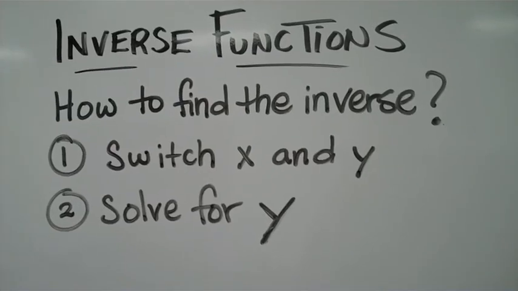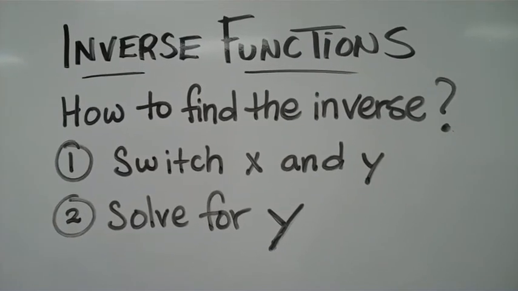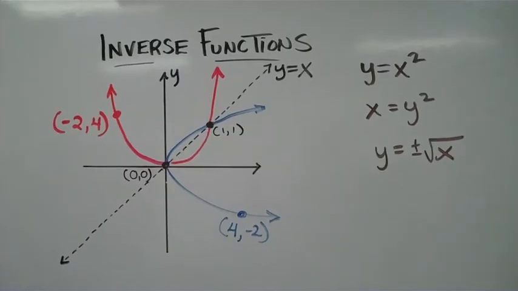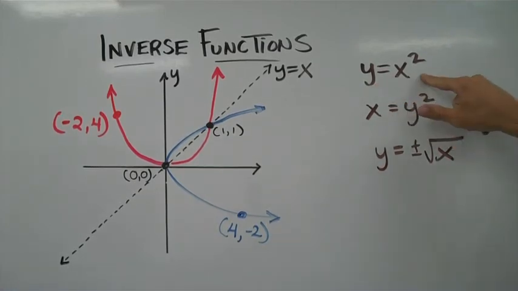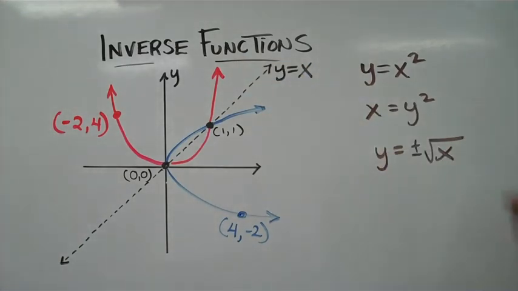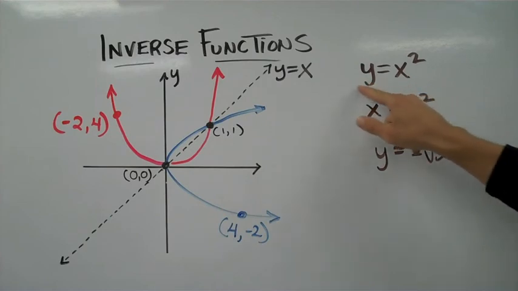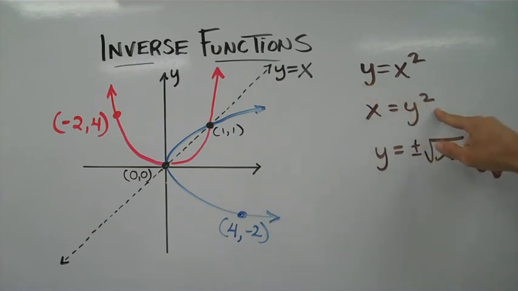How do you find the inverse function? The easiest way is to switch x and y, and then to solve for y. Here's an example of finding the inverse. Say we're given y equals x squared. That is this red curve here. It's a parabola. How do I find the inverse? Switch x and y. So I get x is equal to y squared, and then solve for y. Square root both sides, and I get y is equal to plus or minus the square root of x.